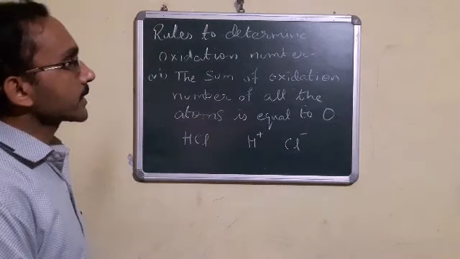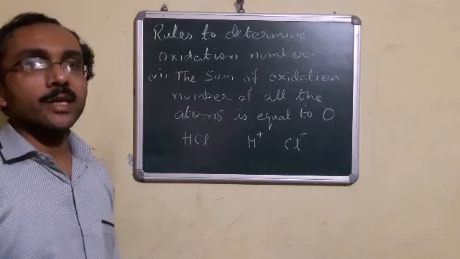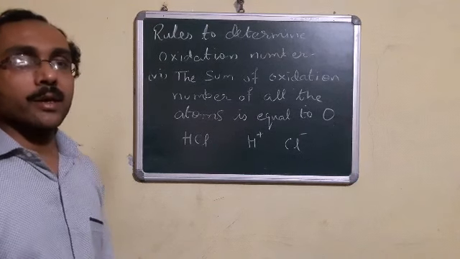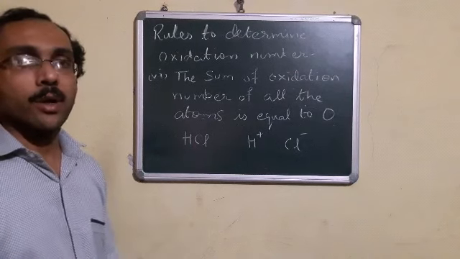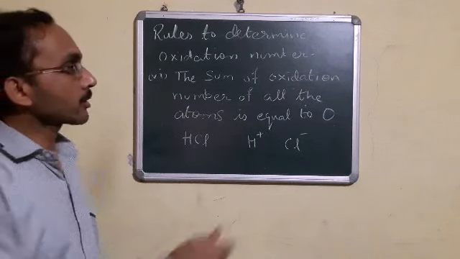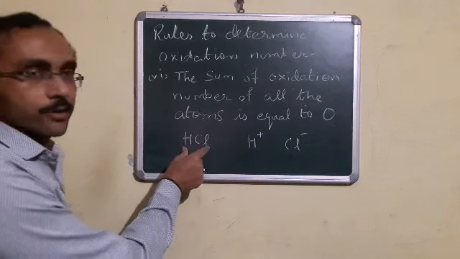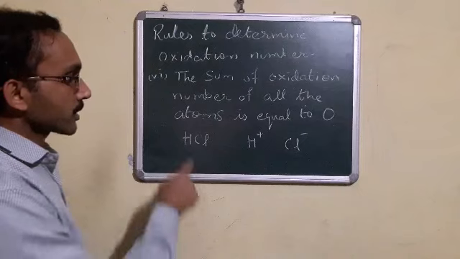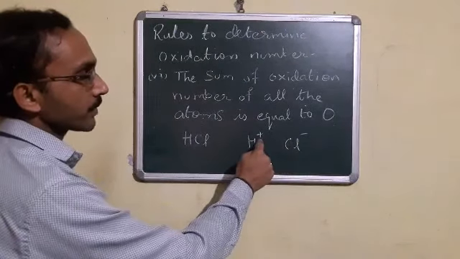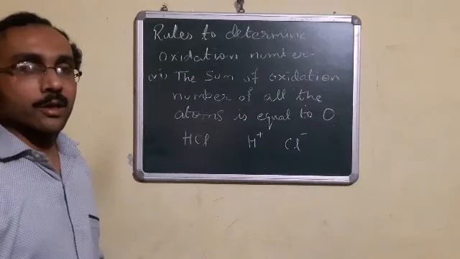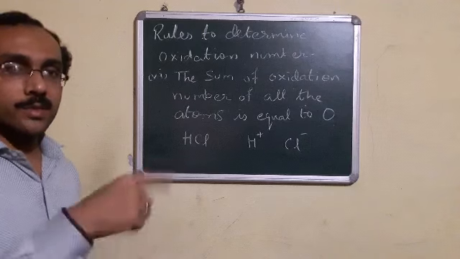Now the sixth point is that the sum of the oxidation numbers of all the atoms in a neutral compound is always equal to 0. That means if we take any compound and find the oxidation number of all the atoms in that compound and add them, we find that the total comes to 0. For example, in hydrogen chloride, the oxidation number of hydrogen is +1 and for chlorine it is -1. That means +1 and -1 becomes 0. So in any compound, if we calculate the total oxidation state, it always comes to 0.